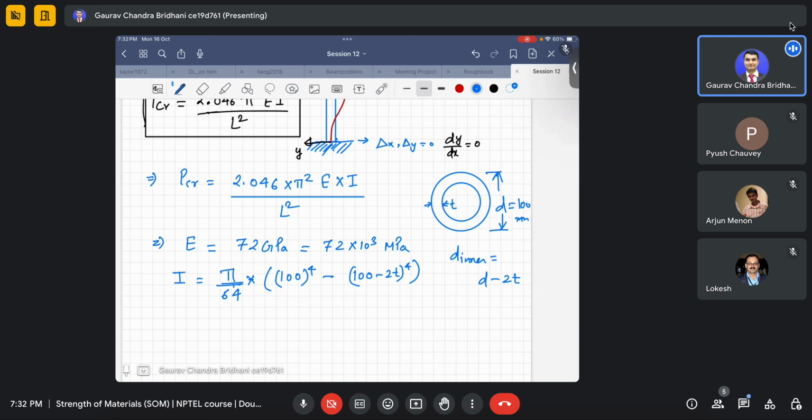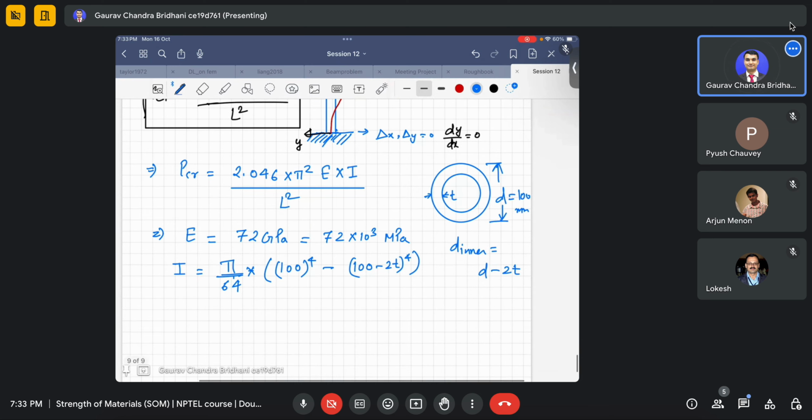I'll keep it like that. We can apply the a square minus b square theorem also, or we can finally open that term and solve it, but we'll keep it like this because it is always better. We'll take the fourth root instead of opening it right now. Okay, so that is I.